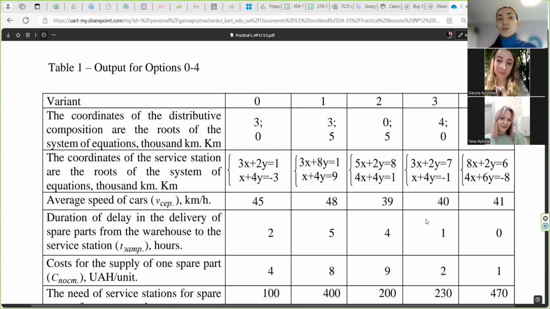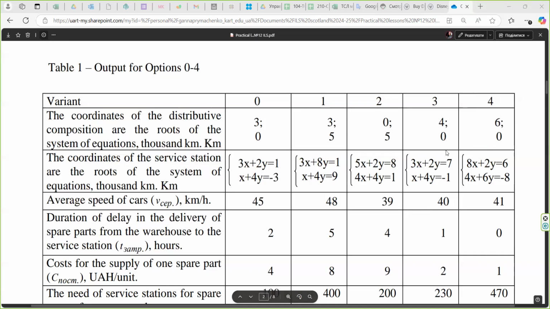What is your variant? Please remind me. Variant 4. And Yana, your variant? 6. No, your variant 10, yes, 0. No, 6. Okay. So maybe we need to take a screenshot now.